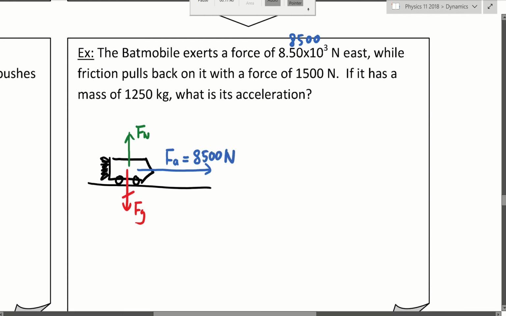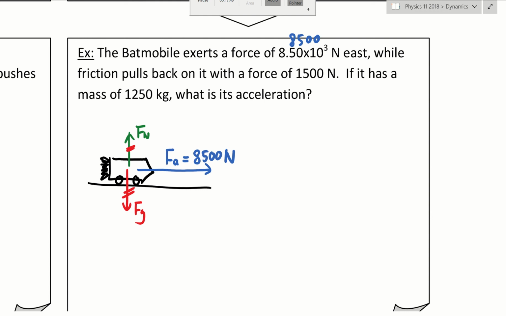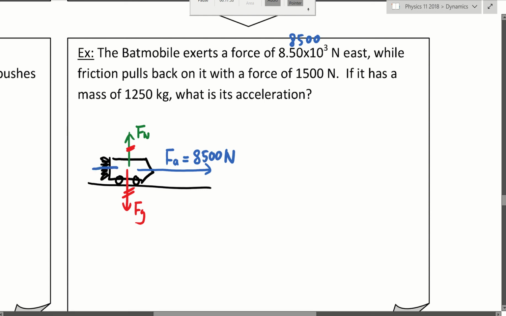Now I don't need to know how much this mass is, because it will be included as something that cancels out already, right? And now we have one other arrow to draw, which is friction. So friction turns out to be 1,500 newtons. So that's your force of friction.